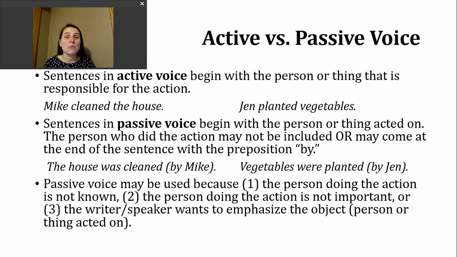We might use it when we don't know who is responsible for the action. We could also use it when the person that is doing the action just isn't that important. Because perhaps we really want to emphasize the object or the person or thing that's being acted on. That's more important. So that's why we're starting our sentence with that information.